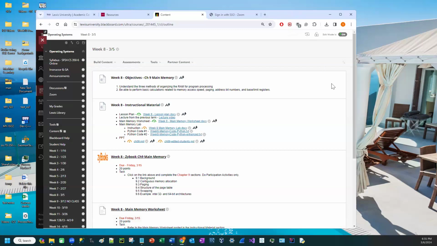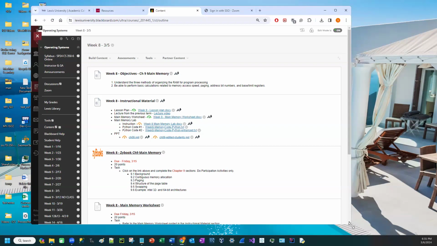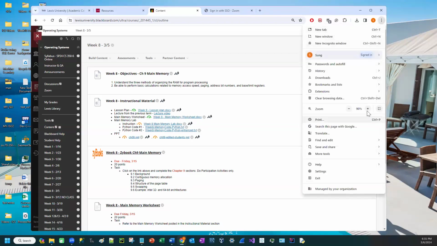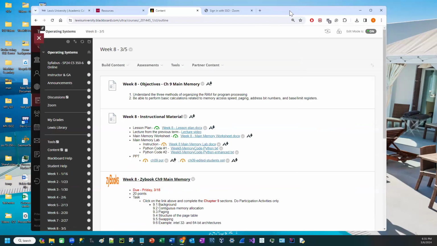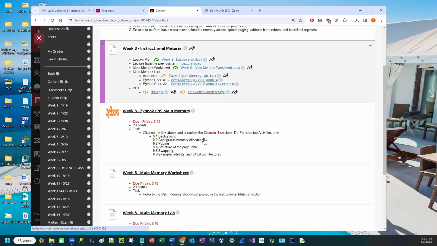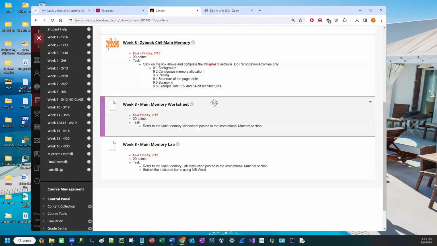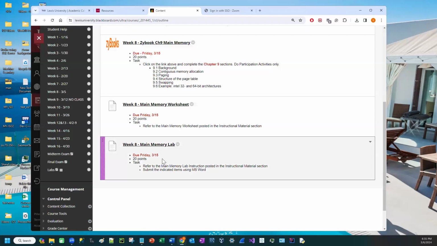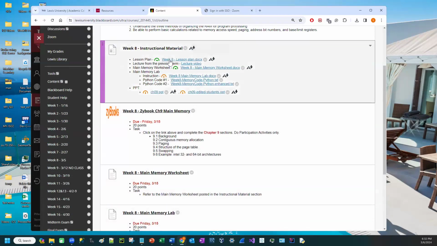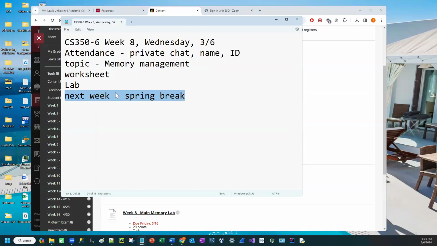Okay, so I'm sharing with you the Blackboard for this week. And as usual, there's the instructional material. There are 3 assignments. Here's the Zybook, here's the main memory worksheet, and then here's the lab. If you look at the instructional material section, you have the worksheet here, and then here's the lab instruction, and then 2 codes. So what I'll do is I will do the worksheet, and then I'll do the lab. But before I start, are there any comments or questions you want to ask?